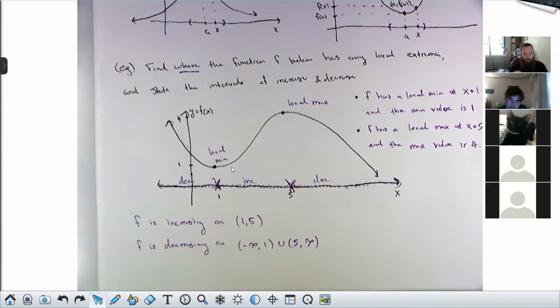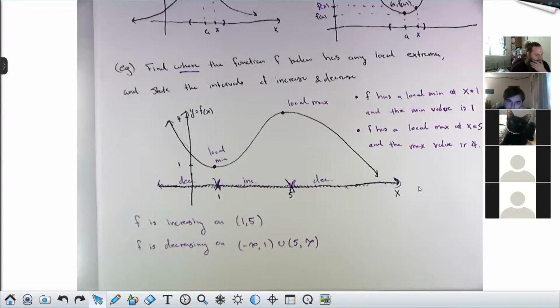This is only true for functions where the graph is smooth and connected. If the graph is not connected or not smooth, then this is not true. But most of the graphs we look at will be smooth and connected. So it's a nice thing to observe, and this is a big deal in calculus. I'm not going to write it down, but just food for thought. If you go from decreasing to increasing, you might have a min there. If you go from increasing to decreasing, you might have a max there.